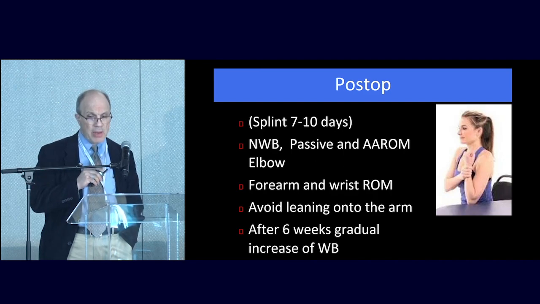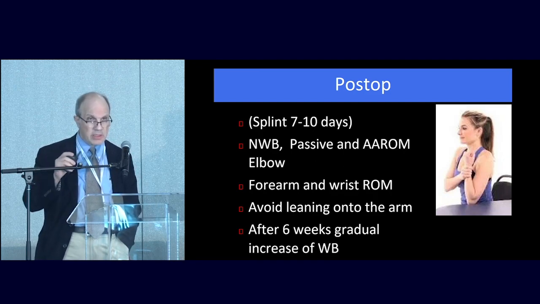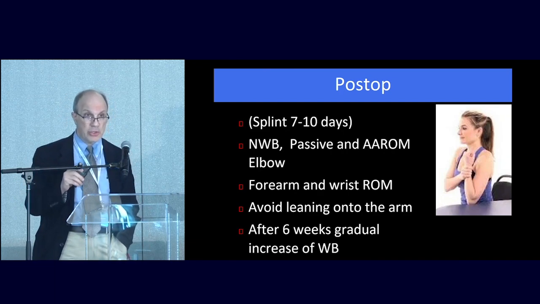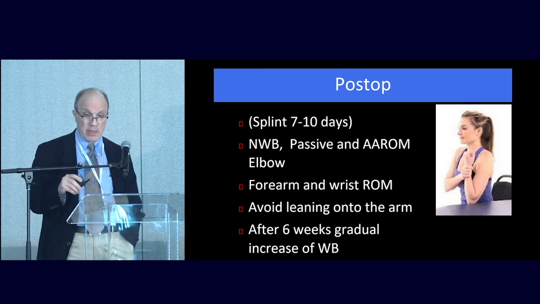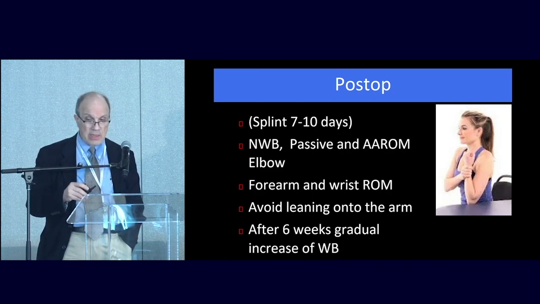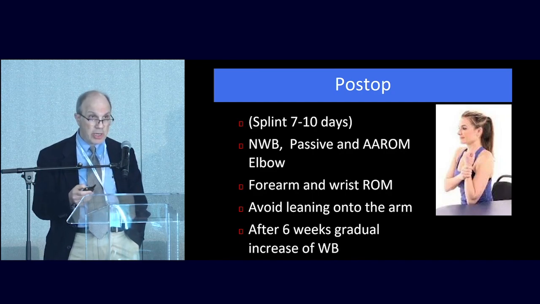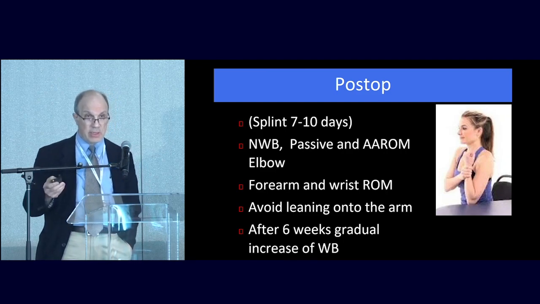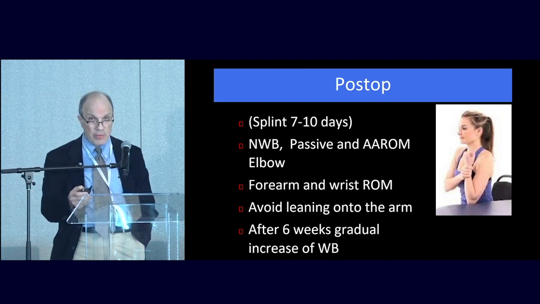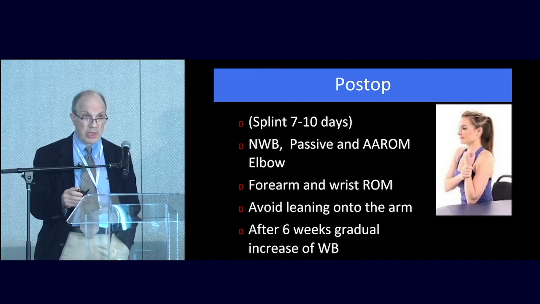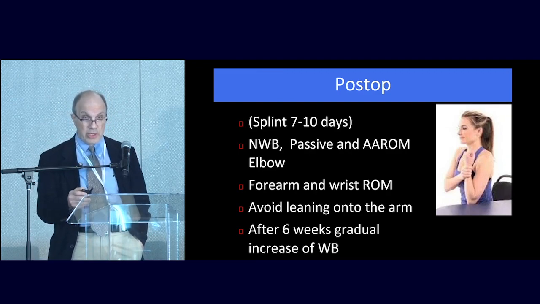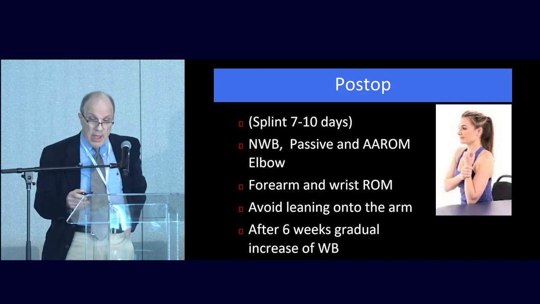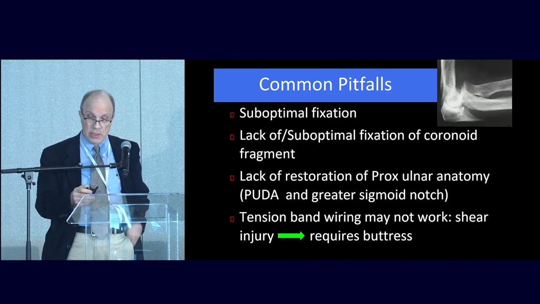I usually splint them 7 to 10 days, depending on if there's some instability. If they are perfectly fine throughout the range of motion as an isolated bony injury and nothing else, I may let them move right away, with passive and active assisted range of motion. You're going to make sure that they start forearm range of motion too, because the PRUJ area is involved and there's comminution. You don't want to end up with stiffness, especially lack of supination. It's very hard to regain supination if they get stuck after 6 weeks or 12 weeks. And after 6 weeks, they start gradual increase of weight bearing.